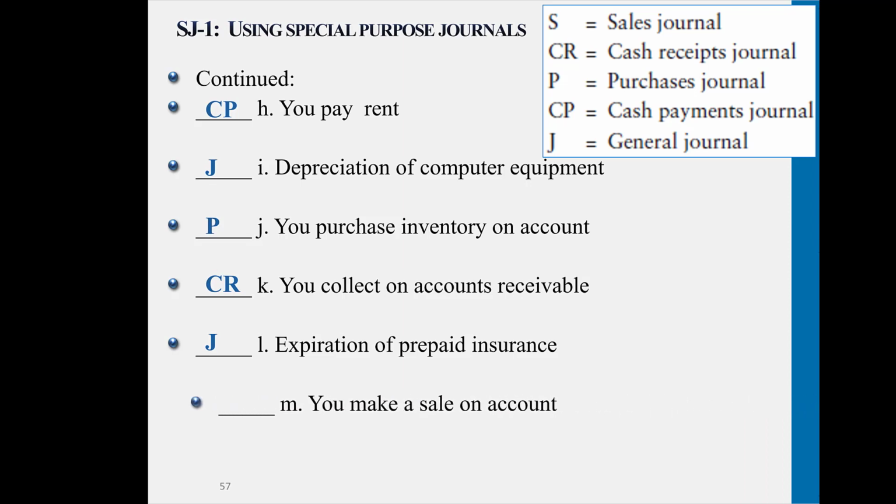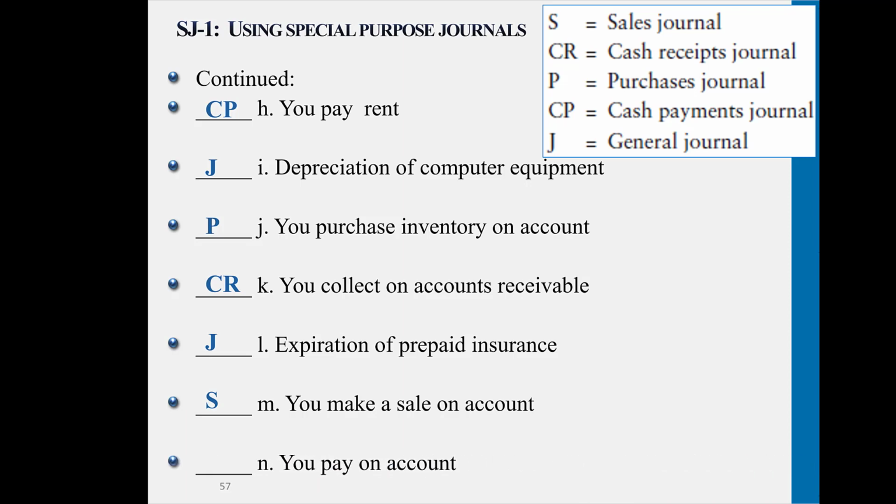You make a sale on account. This one should be easy by now. That's the sales journal. And finally, you pay on account. So you pay a vendor who you owe money to. So since we are paying cash, that's the cash payments journal.